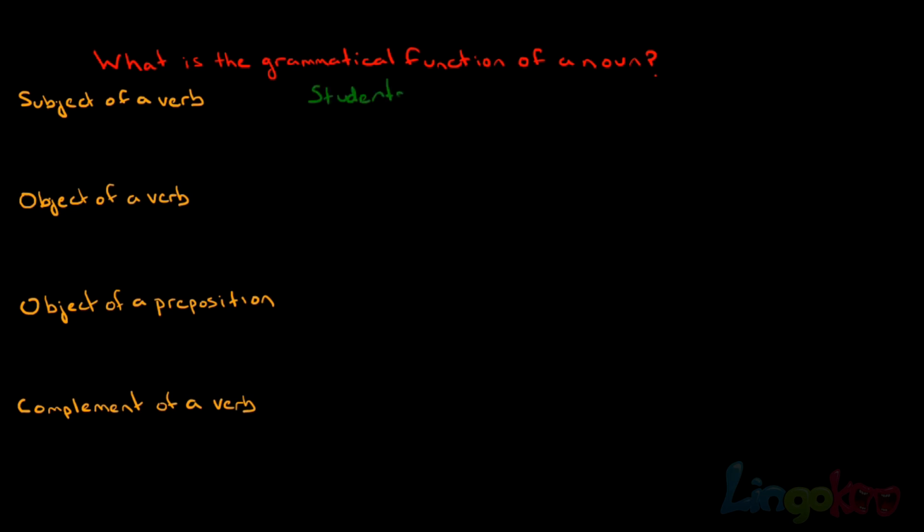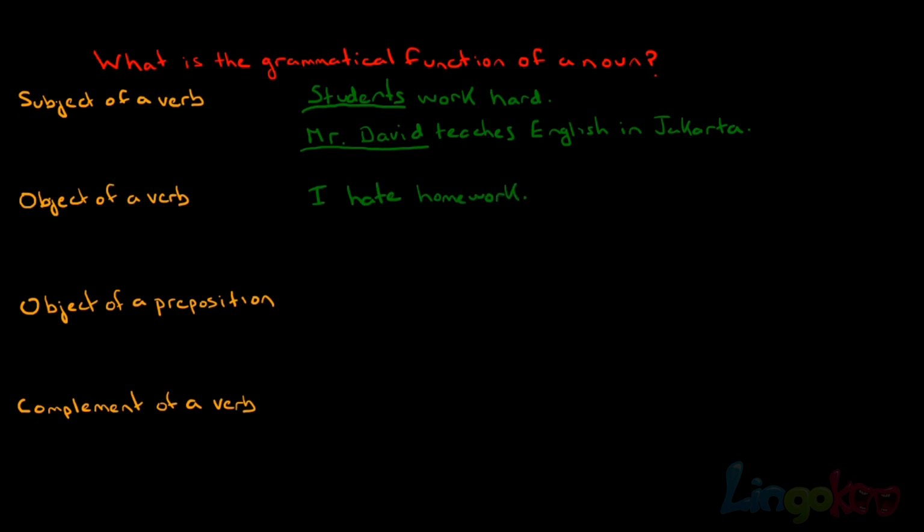For subject of a verb, if I write the sentence, students work hard, then students is a subject of the verb work. Or if I say, Mr. David teaches English in Jakarta, then the noun Mr. David is a subject of the verb teaches. Now, if it's an object of a verb, I could write, I hate homework, and in this case, the noun homework is the object of the verb hate. Or if I say, Ursa lost the book, then the noun book is the object of the verb lost.